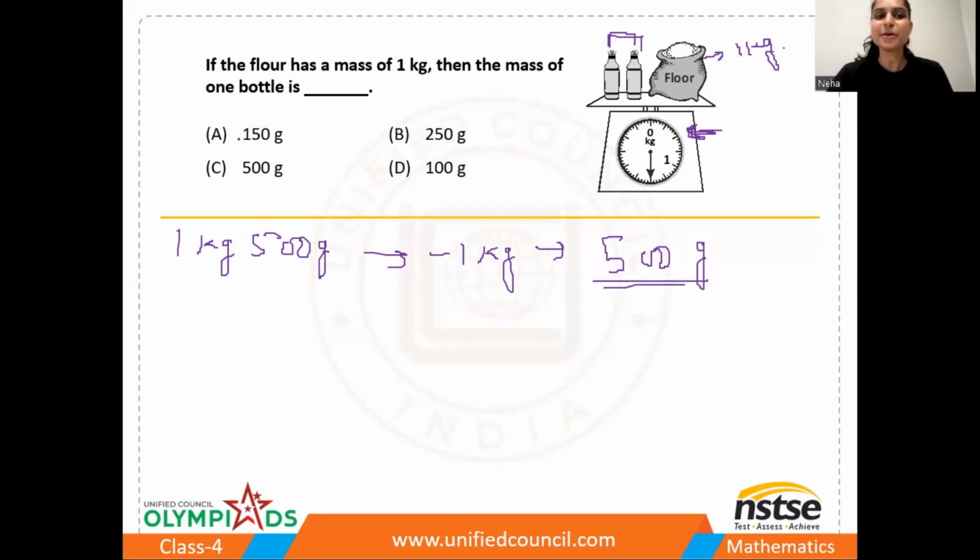And they are asking for the mass of one bottle. So what is the mass of one bottle? Yes, it is just half of it, right? So this is 250 grams. So I can say yes, option B is the right answer.